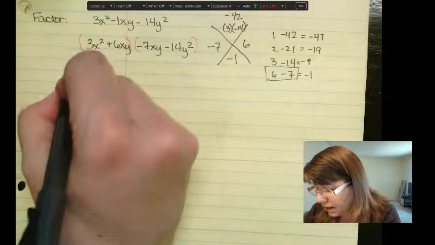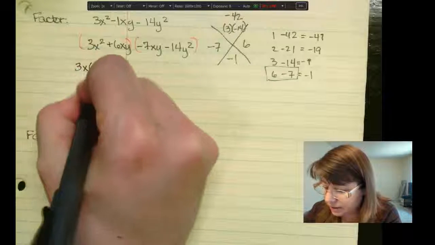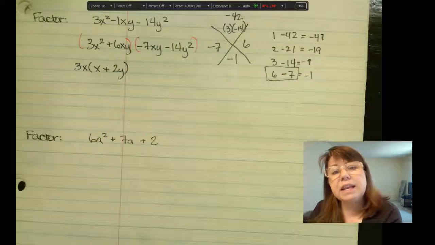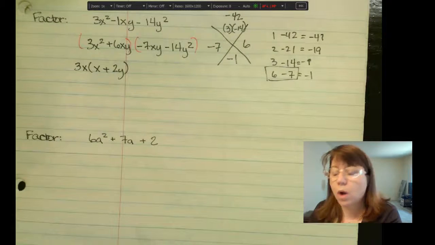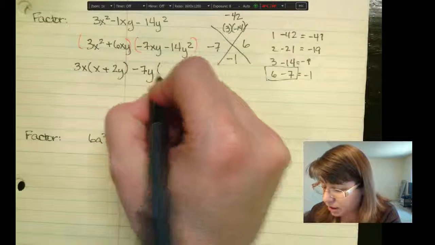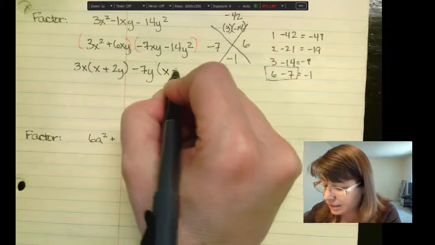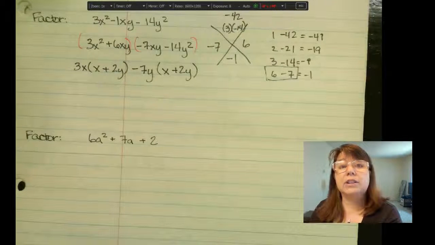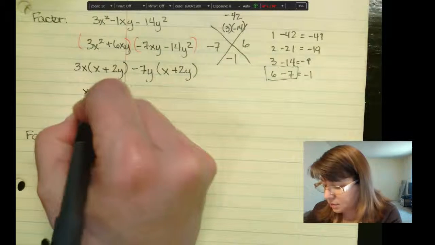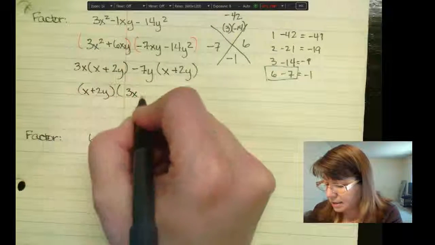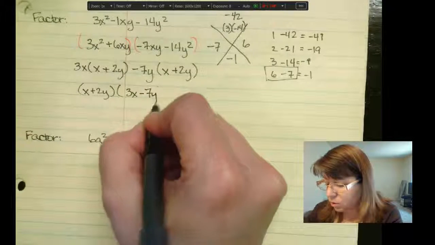Pull out the common factor, so 3x, leaving me x plus 2y. Out of the negative 7xy minus 14y squared, I can definitely pull out the negative 7, but they both have a y in common. That would leave behind an x plus 2y. Now again, I can look at this and pull out what they both have in common, which is the x plus 2y, leaving behind 3x minus 7y.